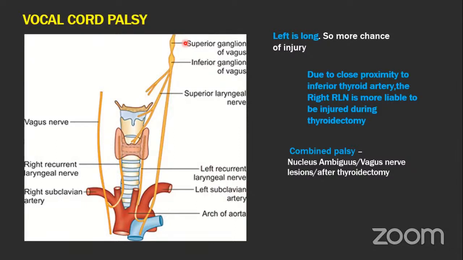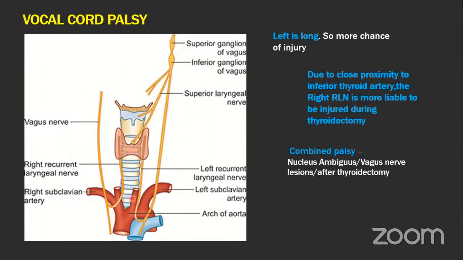So the lesion should be in the brainstem, posterior fossa, or in the skull base, or in the jugular foramen, or in the parapharyngeal space. In the neck, combined palsy can also happen, especially after total thyroidectomy, when there is surgical injury to both external and recurrent laryngeal nerves. Okay. At this level, if injury happens to both external and recurrent laryngeal nerves, again there will be a combined palsy. So nucleus ambiguus, vagus nerve lesions, or after thyroidectomy, you can get a combined palsy. So remember this picture. Okay. So this is the nerve supply along with the vocal cord palsies.